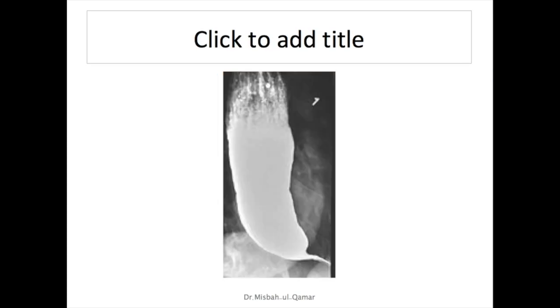If you want to diagnose achalasia, you focus on its signs and symptoms, like the patient may have difficulty in swallowing, regurgitation of food, and retrosternal pain. But the diagnosis is confirmed by barium swallow and esophageal manometry. Here you can see a barium swallow showing typical features of achalasia, which are mega esophagus and the constricted lower esophageal sphincter.